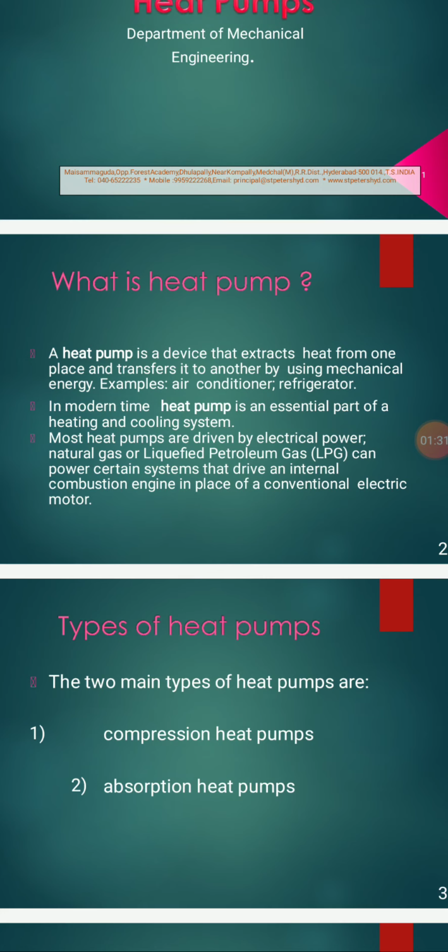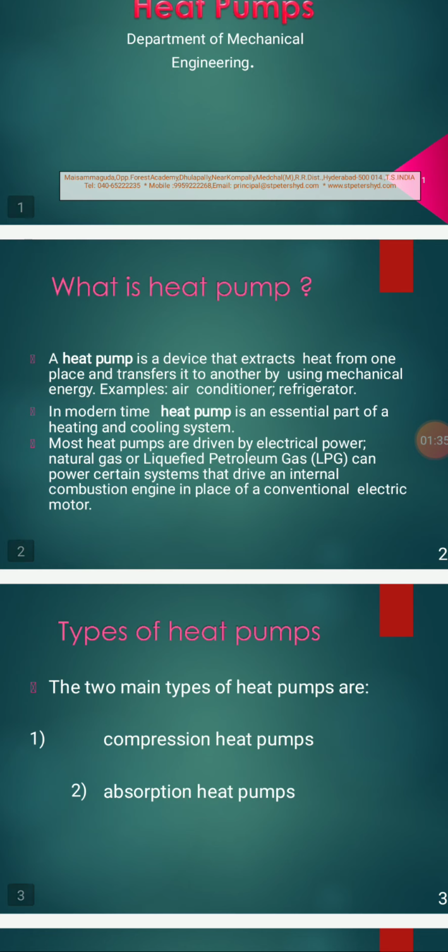Examples are an air conditioner or a refrigerator. In a simple example like an air conditioner or a refrigerator, we can see the heat pumps. In modern times, a heat pump is an essential part of heating and cooling systems.